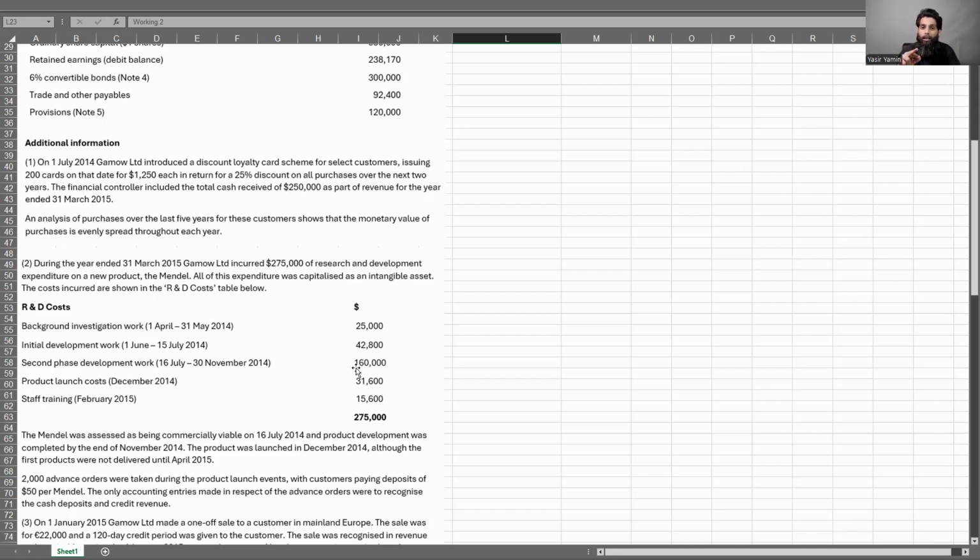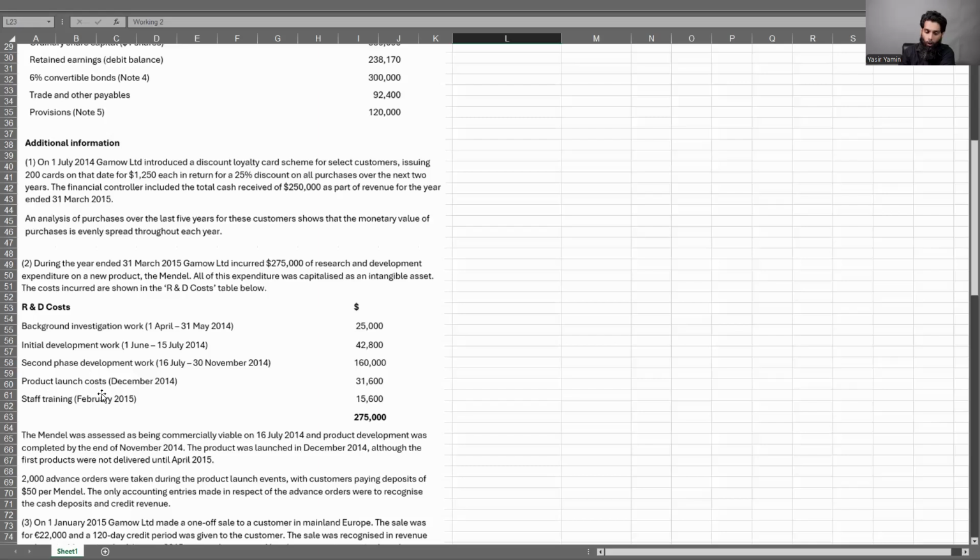Why would you start a second phase of a development project? Because most likely you would have concluded that this development is viable and we need to proceed with it and develop the product finally for the purpose of commercial sale. That is why most likely you would have gone towards the second phase. Otherwise, you would have stopped yourself. So most likely this is to be capitalized. Let's see as we move forward.